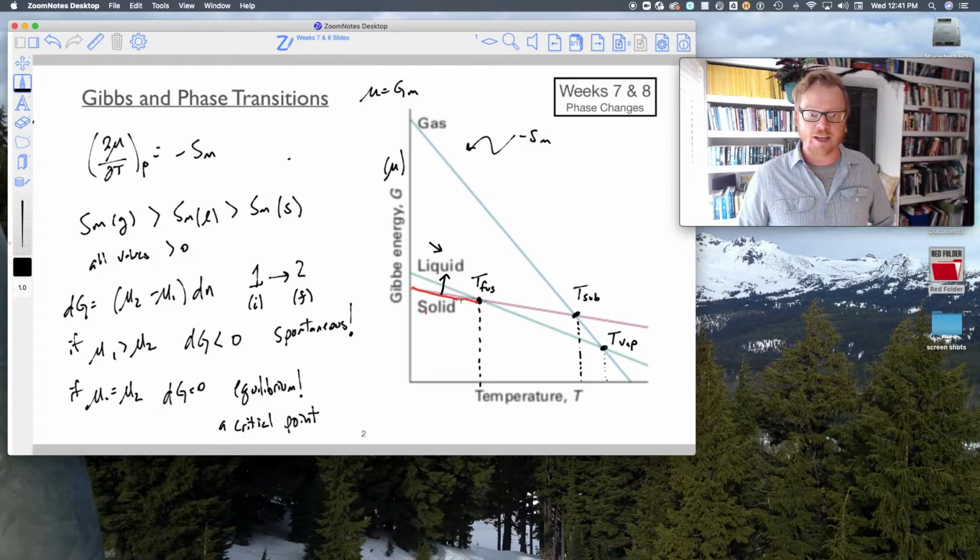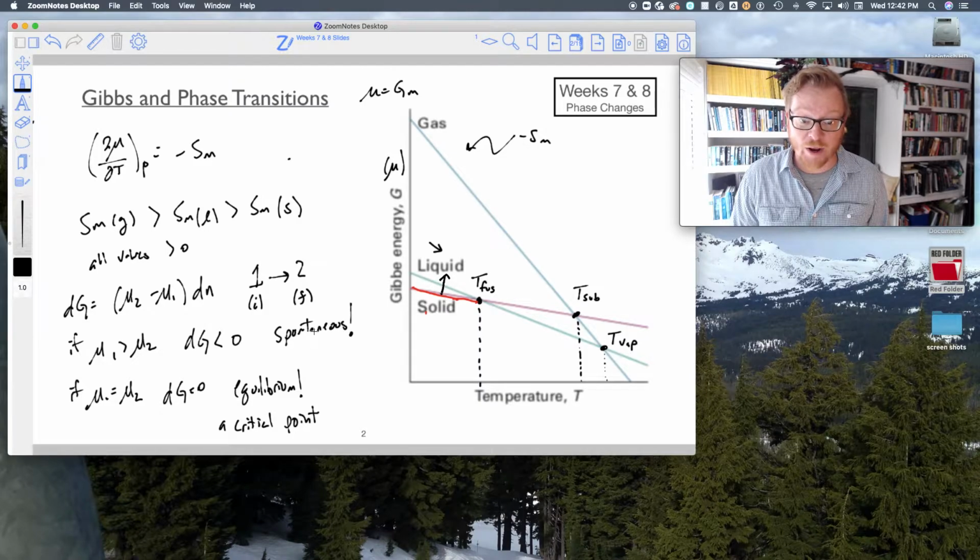And that is because if now I imagine my solid is my initial state and my liquid is my final state, okay? Below the fusion point, the solid has a lower chemical potential than the liquid, which means the delta G would be positive. So below the fusion point, it would not be spontaneous for that to happen. However, what happens as we cross this line?